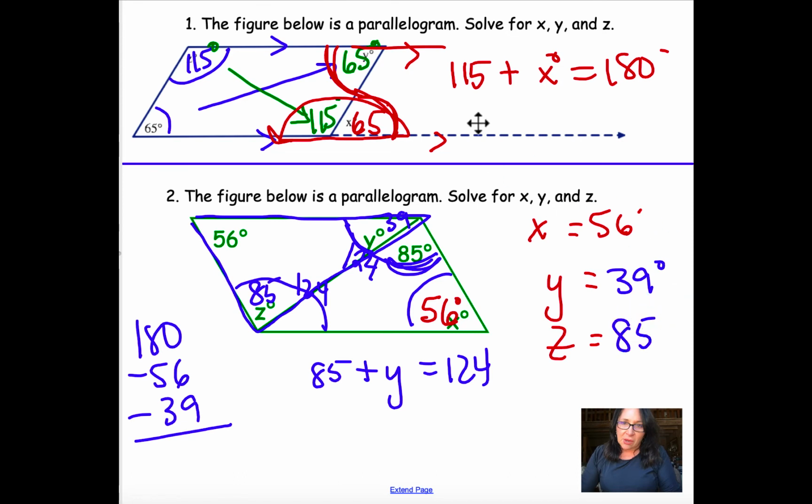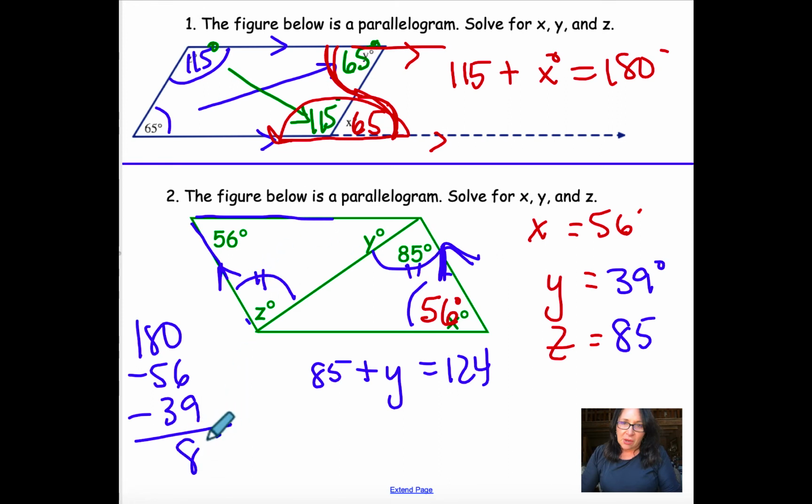Now, I just want to say, I'm going to erase this stuff here for a minute, because if this is, in fact, a parallelogram, which it does state, we also know that these sides here are parallel. And if that's the case, that would make z and 85 alternate interior angles, which basically means I didn't actually have to do all this subtraction. I could have just said, oh, 85 is equal to z because they're alternate interior angles.